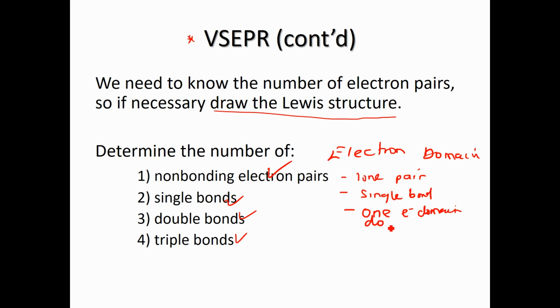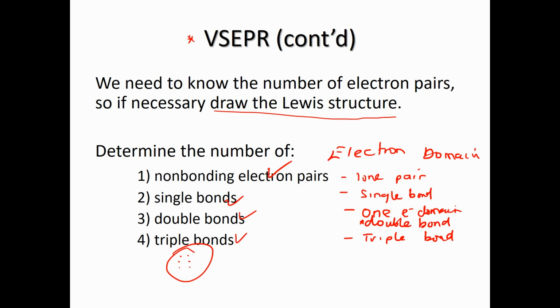Okay, I needed to write double bond. So all these are 1 electron domain. Lone pairs are 1 electron domain. Single bonds are a single electron domain. A double bond is a 1 electron domain. A triple bond is a 1 electron domain. It says triple, but that's 1 electron domain because the 6 electrons that make the triple bond are in 1 balloon, 1 cloud, 1 hybridized orbital.